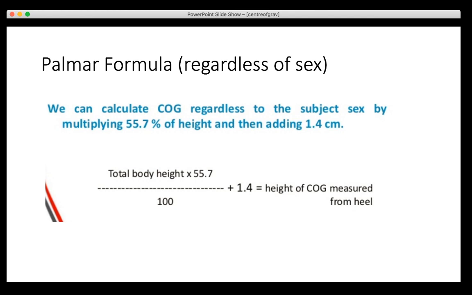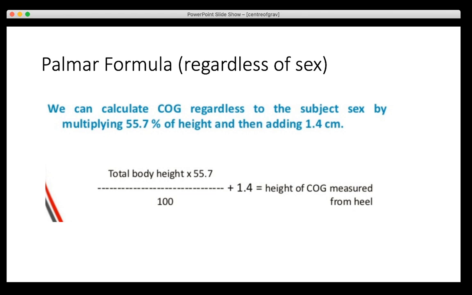In the Palmer formula, they have generalized by adding a factor of 1.4 centimeter, and they have made the percentage uniform between both sexes. The idea is the same, with a little bit of modification. They have again generalized this formula on the basis of previous data, hence we cannot use it individually, but you can check how much difference comes. Use both of these formulas and check how much difference you get.